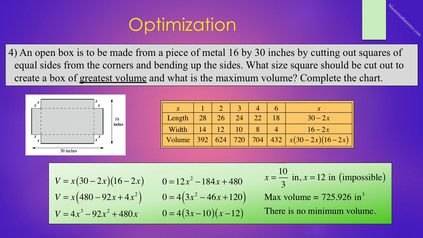saying that the max value, plugging in the value of x to our primary, is 725.926 cubic inches. There is no minimum value. As the sides of x get smaller and smaller and smaller, the volume will get very, very close to 0.